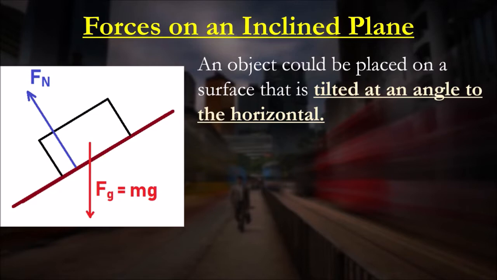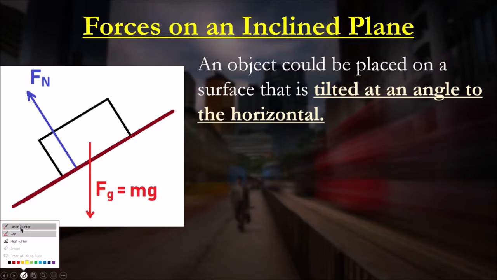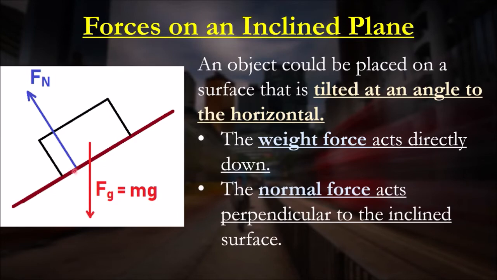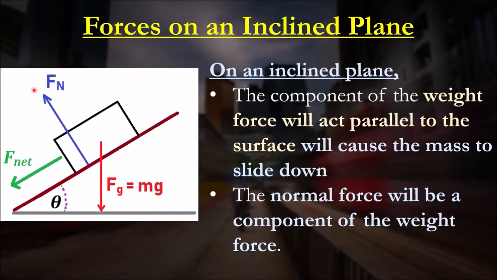Okay, it looks like this now. No longer is Fn pointing in the opposite direction of Fg, but just so you know, Fg will always point directly down. Fn, the normal force, always points perpendicular, or at 90 degrees, to the surface. So that's what it looks like there. This is what I was alluding to.